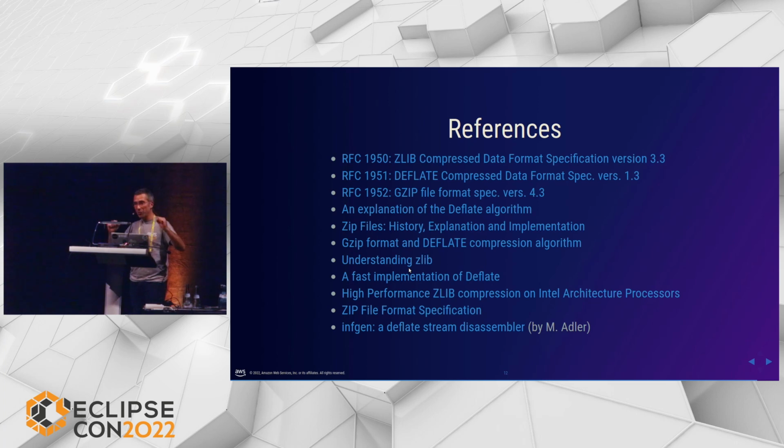Okay, so thanks for bearing with me this long. This is just references. If you're interested in this topic, these are interesting blogs or docs on the topic. I specifically like the last one here, infgen. That's actually a disassembler for zip files that really outputs all the Huffman codes and the back references, like every single bit which is encoded in a zip file will be output in a way similar to a disassembler, and that's written by Mark Adler himself. So if you're interested in analyzing this, you can take a look.